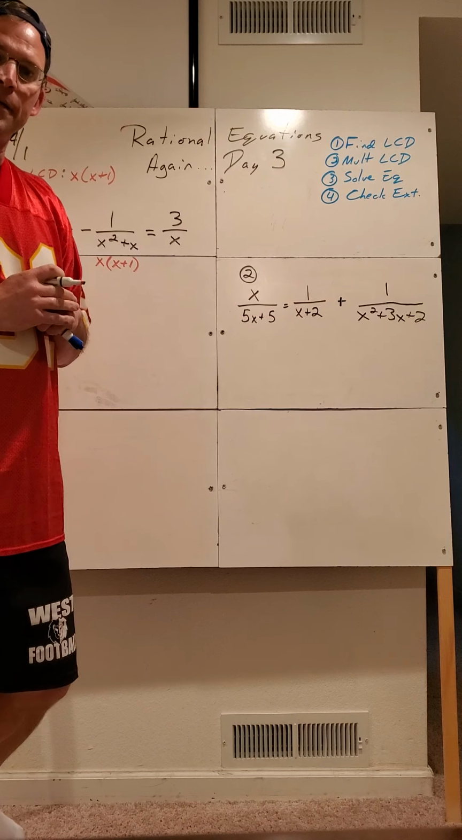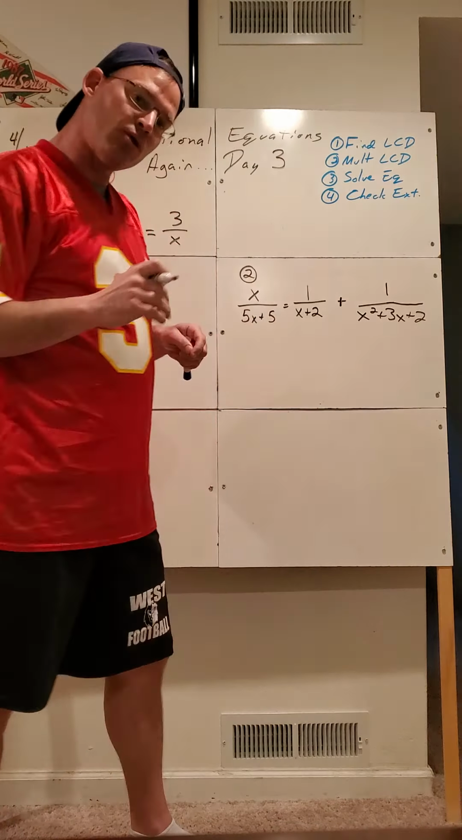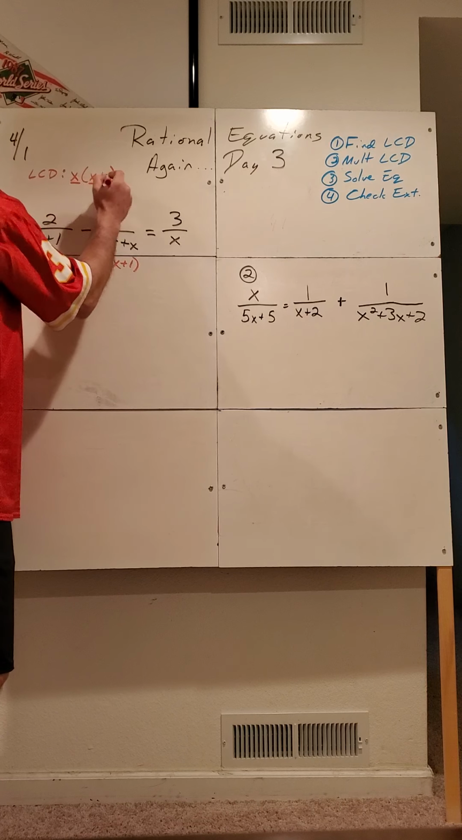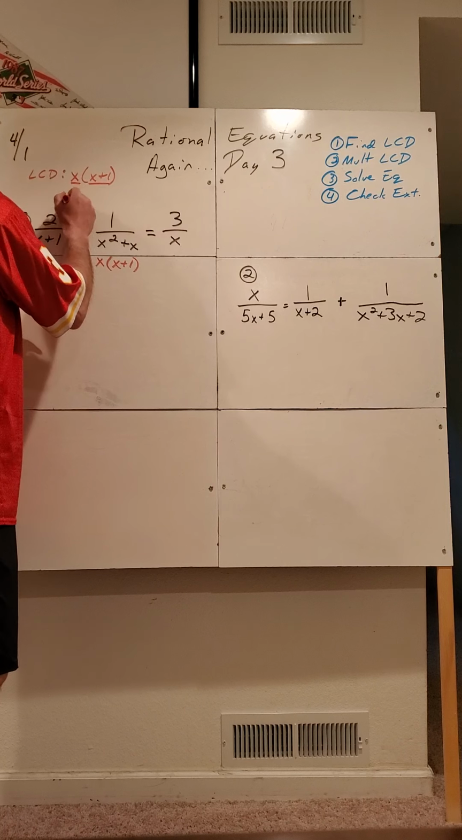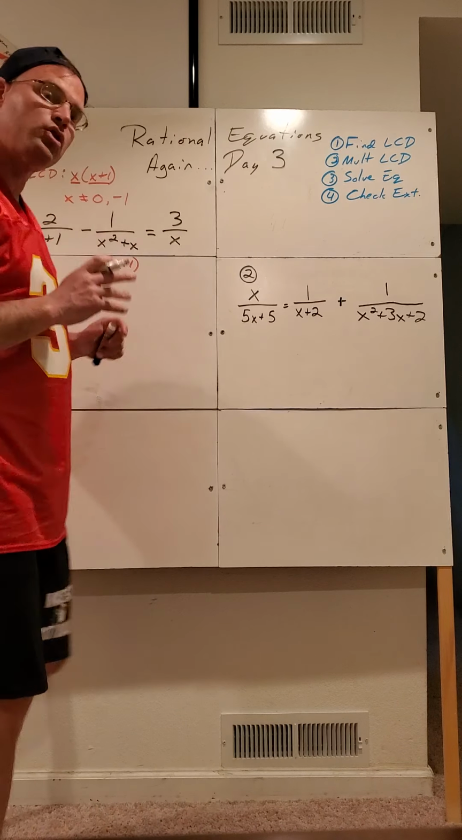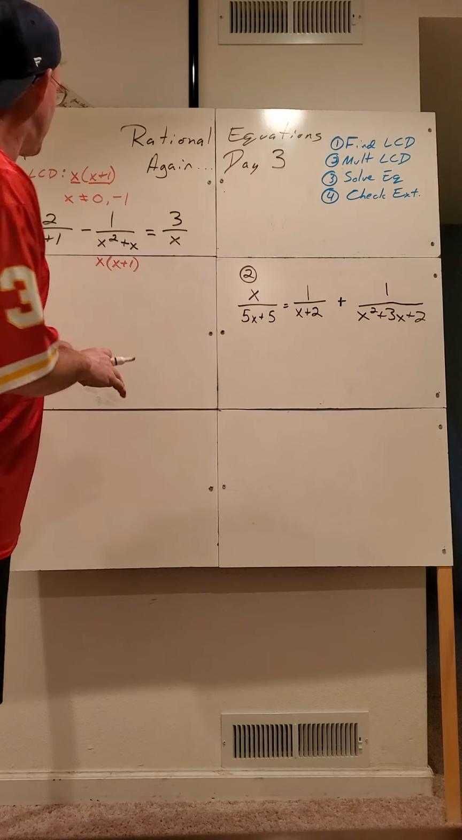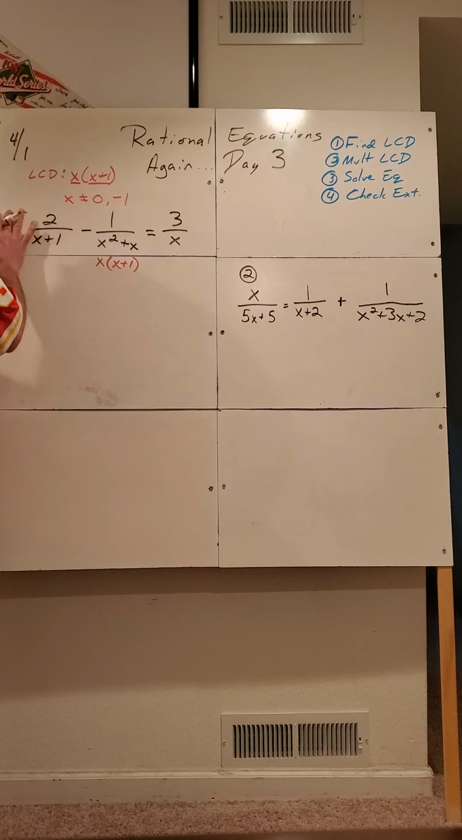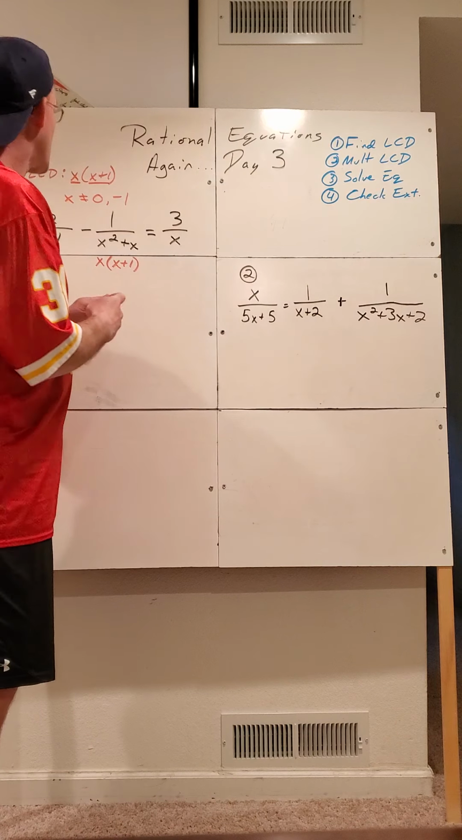There's my LCD. For later, for my extraneous solutions, which we went back over yesterday, because we're going to start using those, take each part of your LCD, set it equal to 0. Remember the zero product property. X cannot be 0 or -1. Those are my 2 extraneous solutions. If they show up at the end, we're getting rid of them. So, get rid of that. It's in the way.